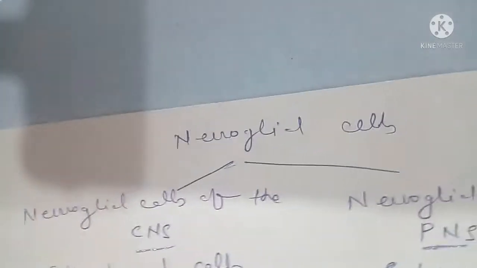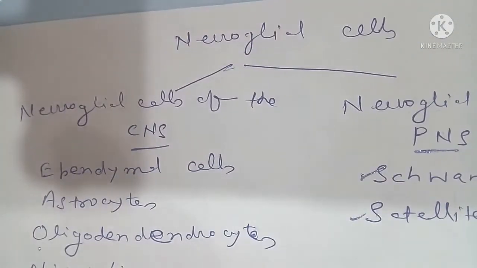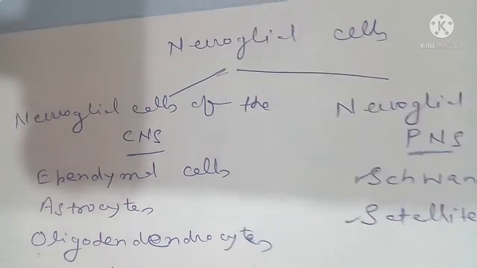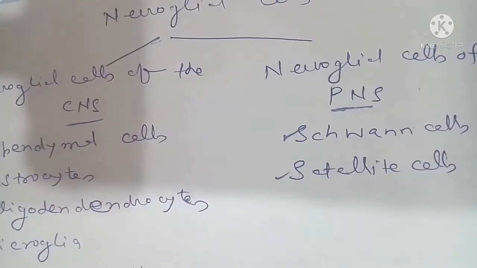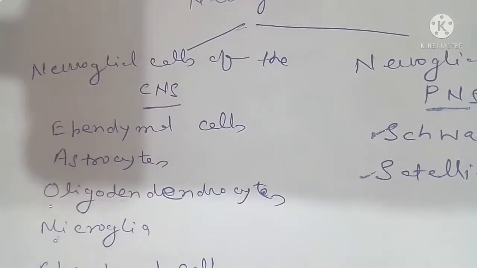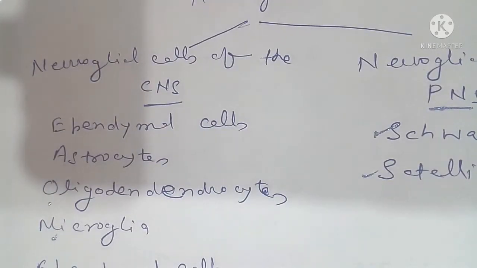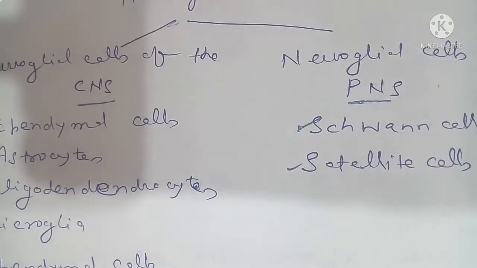Now, the neuroglia cells are divided into two types: the neuroglia cells of the central nervous system and the neuroglia cells of the peripheral nervous system. What are the neuroglia cells of the central nervous system? First is the ependymal cells, second is the astrocytes, third is the oligodendrocytes, and fourth is the microglia cells. The neuroglia cells in the peripheral nervous system are the Schwann cells and the satellite cells.